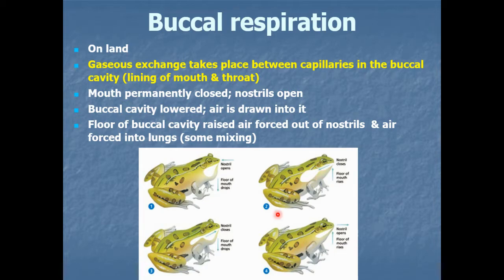Next step, the floor of the mouth drops. So the air from the lungs moves into the floor of the mouth. Now the air is rich in carbon dioxide. So it has to go out. Now the nostril opens, floor of the mouth rises, and the air which is rich in carbon dioxide moves out. So that is taking place during buccal respiration.